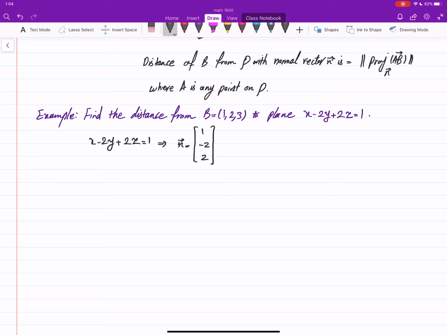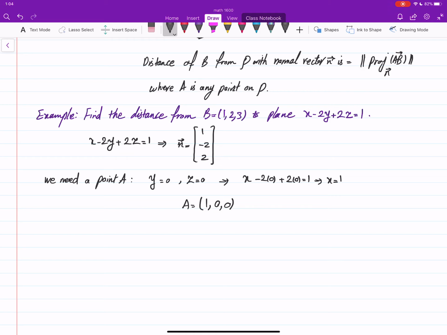How about a point? Any point you choose. Here that means plugging in any values for two of the variables, and solving for the third variable, and that will give you a point on the plane. Well, I can do y equal to 0, z equal to 0. As a result, we get x minus 2 times 0 plus 2 times 0 is equal to 1. That gives us x equal to 1. So the point we will work with is (1, 0, 0). Very nice.